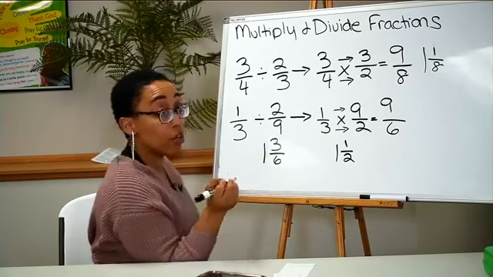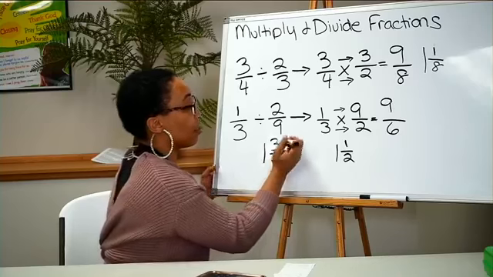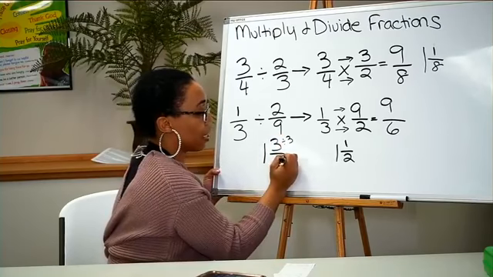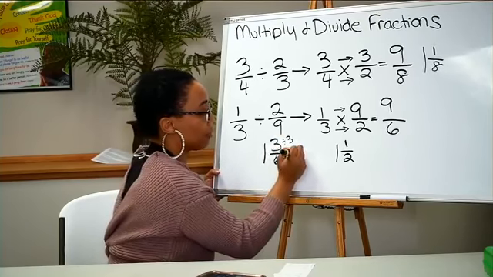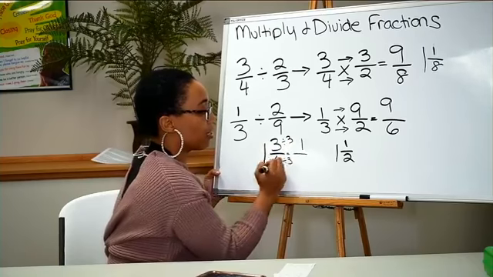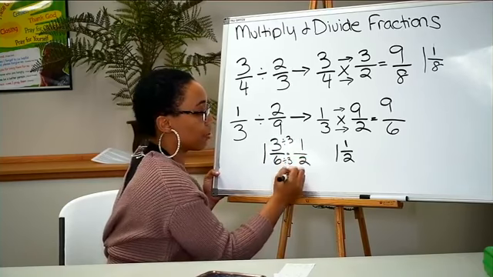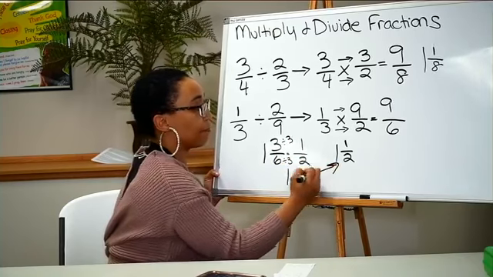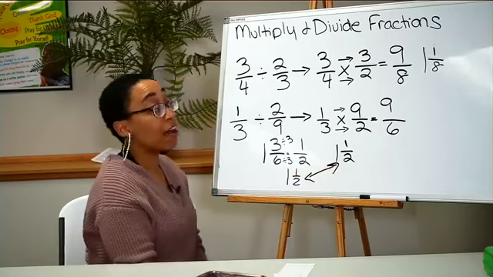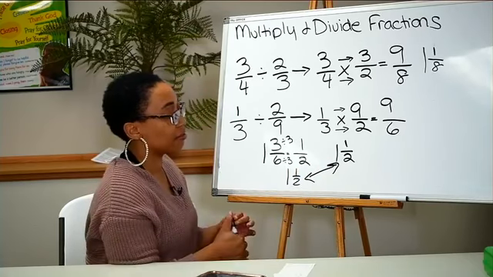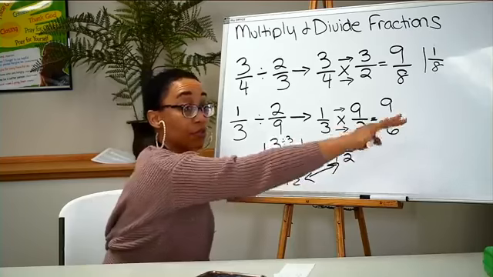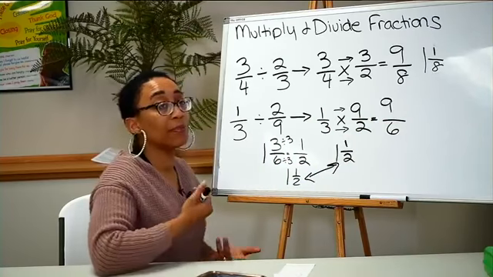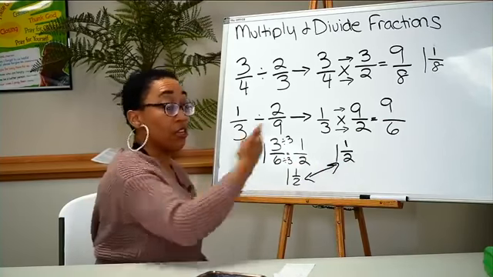Are we done? Nope, because you can reduce 3/6. We know that 3 goes into 3 and 3 goes into 6. 3 divided by 3 is 1. 6 divided by 3 is 2. So our answer is 1/2. Still the same. However, sometimes it's easier to reduce and then transform it, but it just depends.